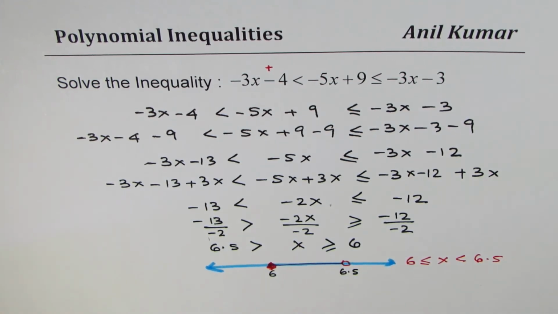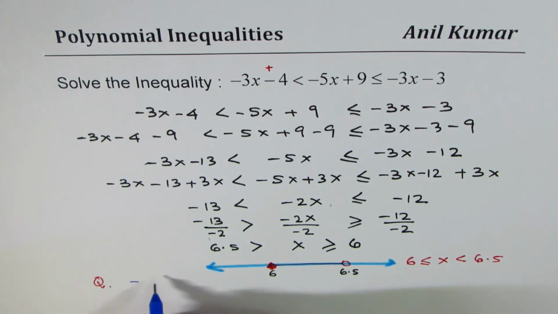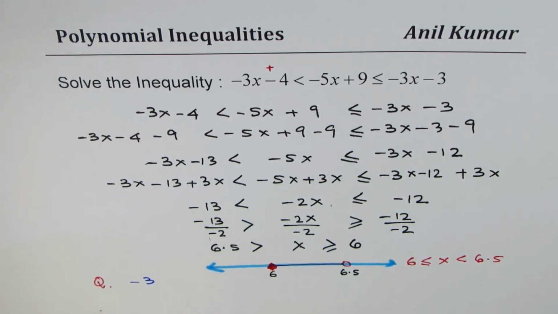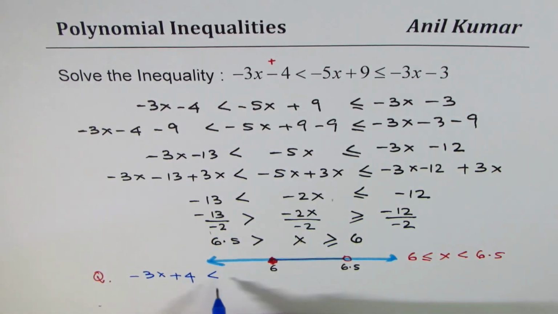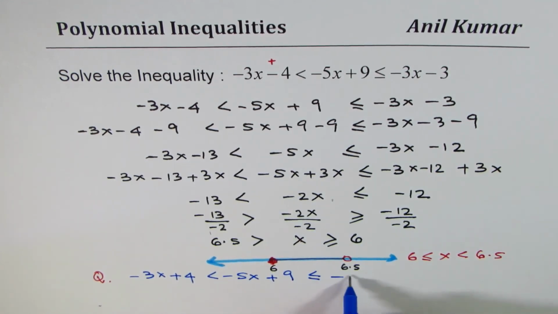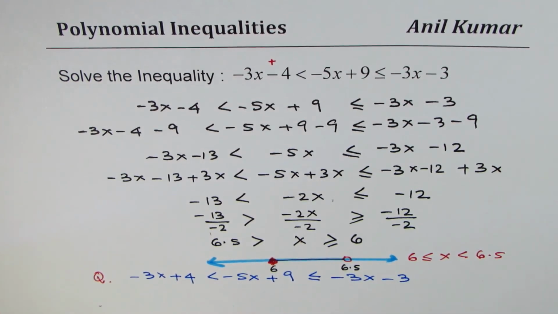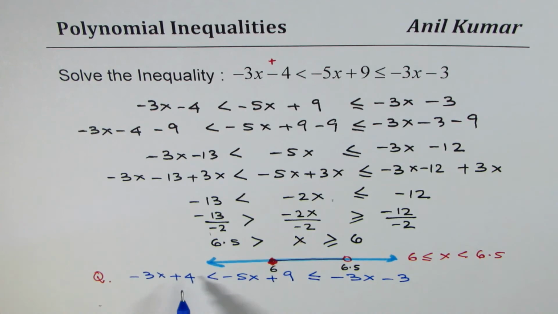So the question for you here is, let me write down the question. Minus 3x plus 4, so I'm changing one value, right, less than minus 5x plus 9 less than or equal to minus 3x minus 3. Perfect. So I changed the value. Instead of minus 4, I made it plus 4. Now find the solution of this particular inequality.